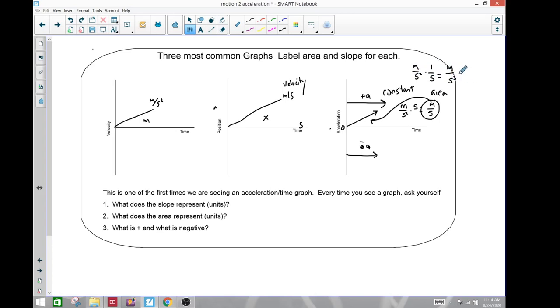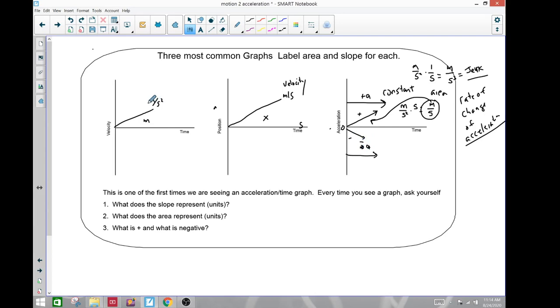cubed. And this actually has a name, which is called jerk. It's your rate of change of acceleration. We call it jerk. It's around, but it's not as common. So if this is flat, the jerk would be zero, this would have a positive jerk, this would have a negative jerk, and so on and so forth.